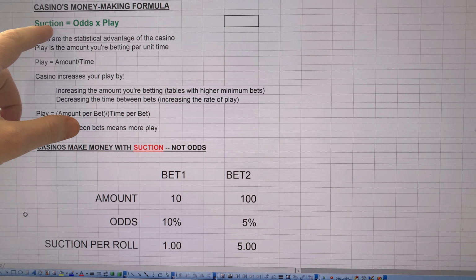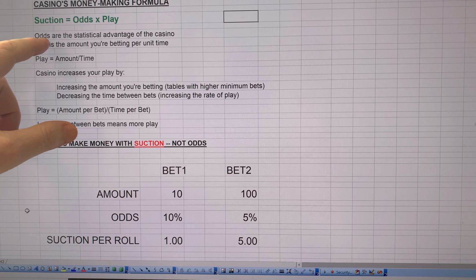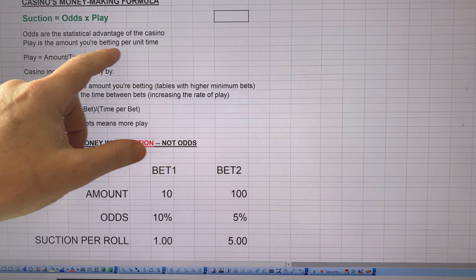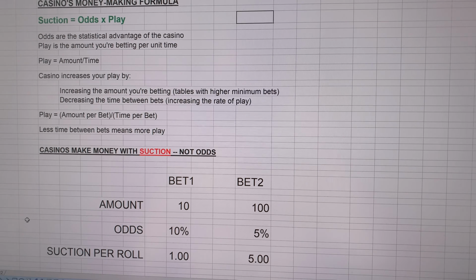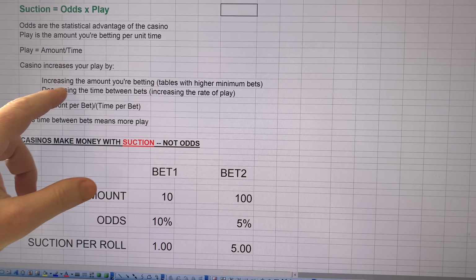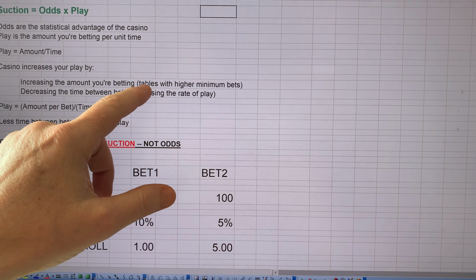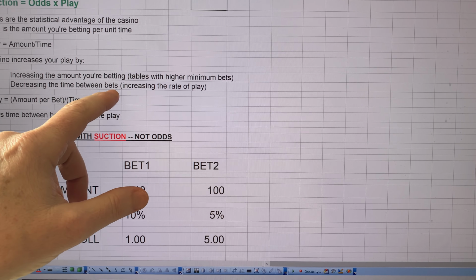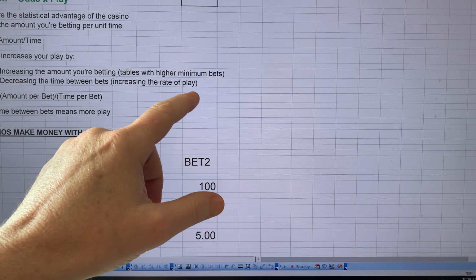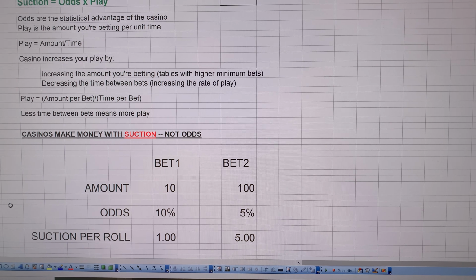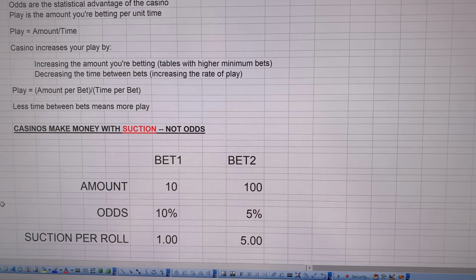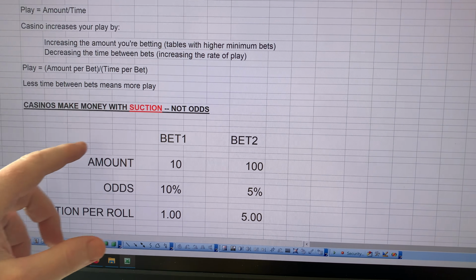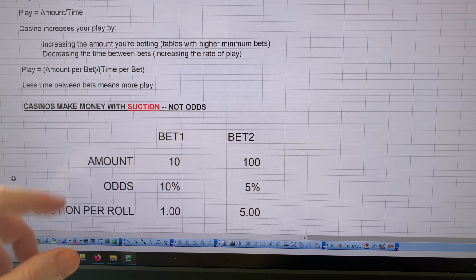How does it increase the suction? Well, odds are the statistical advantage of the casino. Play is the amount you're betting per unit time. So the casino can increase your play by increasing the amount you're betting, with tables that have higher minimum bets, and by decreasing the time between bets, which means increasing the rate of play. It does that, for example, by having games that are very fast, like craps. So less time between bets means more play, and increasing your minimum bet also means more play.